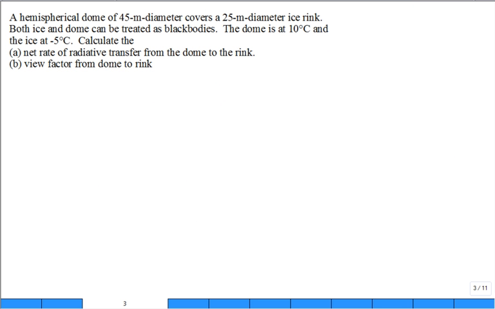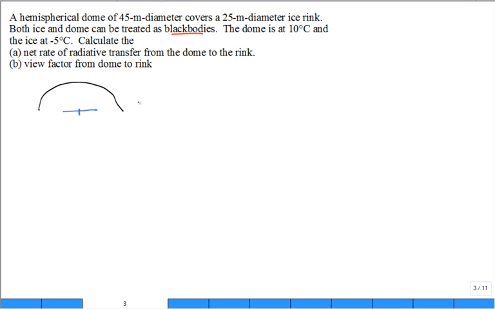Let's solve a problem. So we have a hemispherical dome. You can think of half a sphere, and it covers a 25-meter diameter ice rink. Think of an ice rink located right in the middle of it, and the hemispherical dome is a larger diameter than the ice rink. Both the ice rink, which is made of ice, and the dome can be treated as black bodies. And the dome is at a temperature of 10 degrees C, and the ice is at -5.